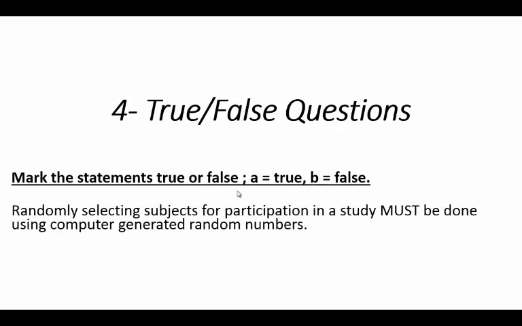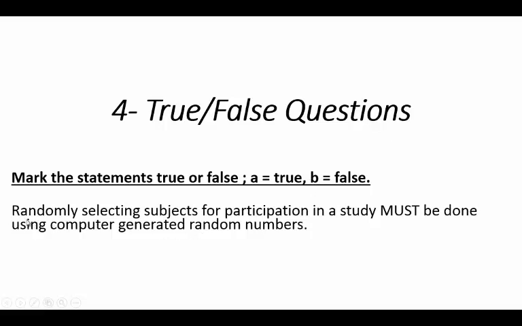True-false questions appear easy. You think you're just going to read the statement, but sometimes it is difficult because you really need to read the statements carefully. So I give you an example here. Let's read the statement together, and of course the direction for the question is mark the statements true or false. A equals true, B equals false. So you're going to bubble in A if the statement is true, bubble in B if the statement is false.